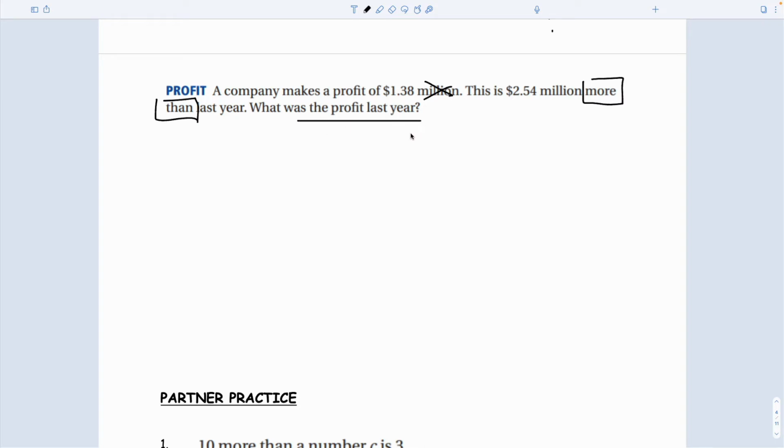Start out. What do I not know about this problem? Logan. You do not know how much profit they had last year. What variable do you want to use? P for profit. Sure. It could be anything. You could do L for last year, but P probably works the best in my mind.